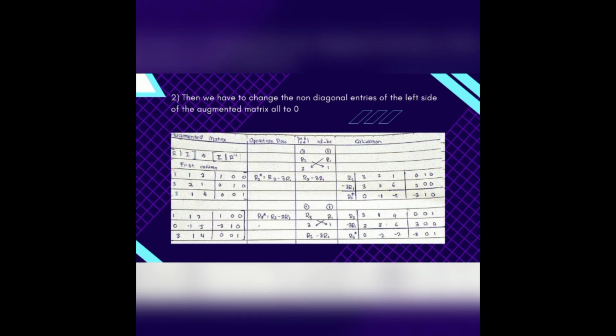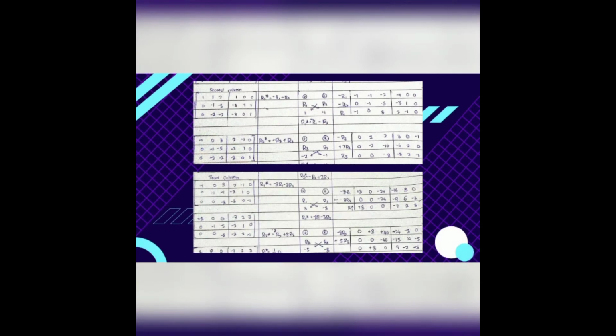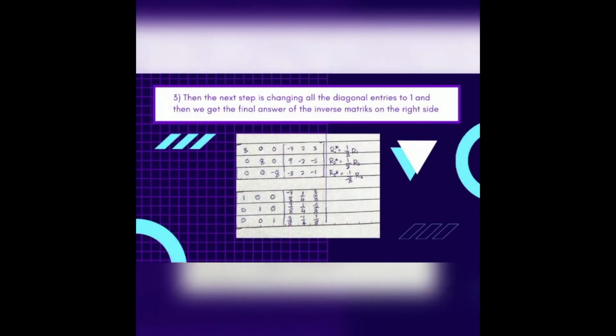To form the new second row, we use the AD minus BC method, where we cross multiply the row that we change and the row that is unchanged with their coefficients. Then we do the calculation as shown in the diagram, and we repeat the same step for the third row. We repeat the same step for the second column and the third column. Then, the next step is changing all the diagonal entries to 1.